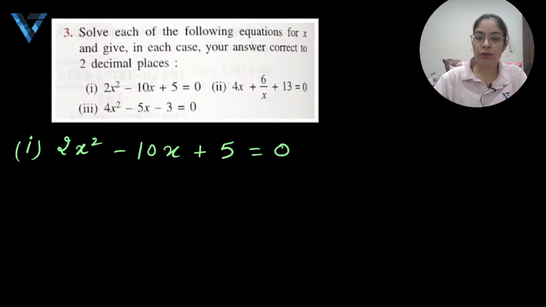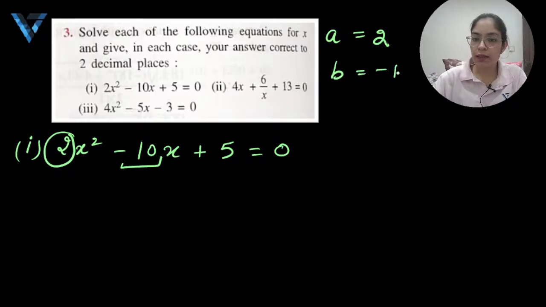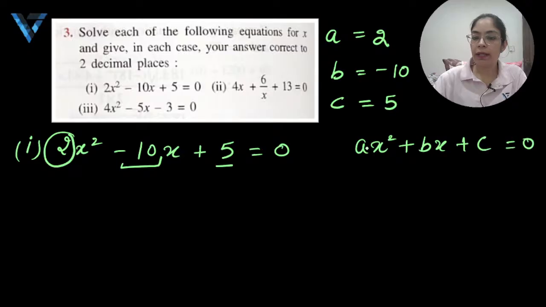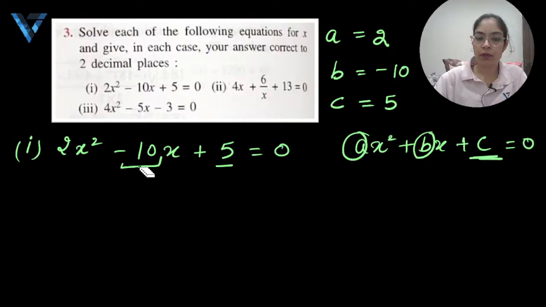First of all, you have to see the value of a, b and c. So here a is equal to 2. A is the coefficient of x square. B is the coefficient of x. So b is equal to minus 10 and c is equal to 5. When you compare it with the standard form, ax square plus bx plus c is equal to 0, you will get the values of a, b and c. So a is the coefficient of x square, b is the coefficient of x and c is the constant term. First of all, always write down the values of a, b and c. Then in the formula you can apply.